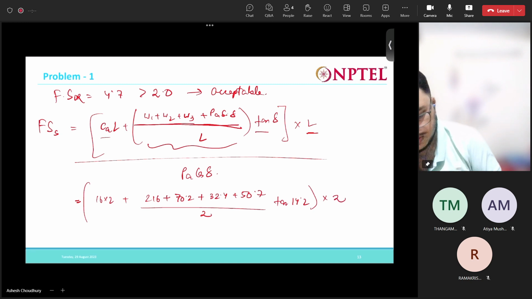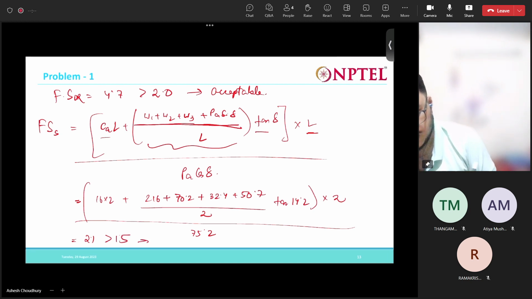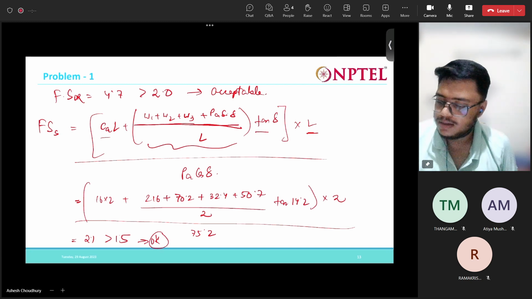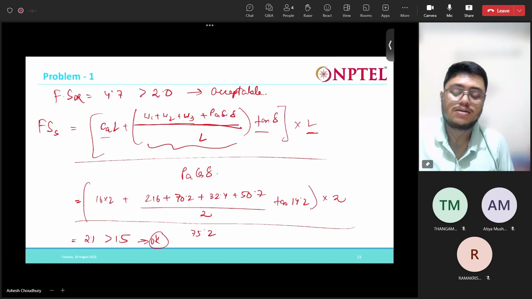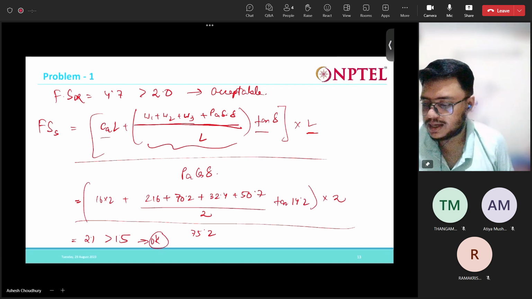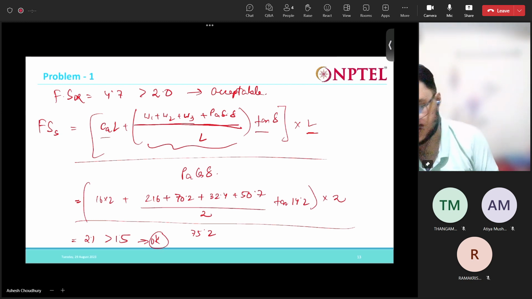Times 2. And this will come out as 2.15, which is okay. Now sliding down, overturning done. Next is my bearing capacity check, the bearing failure check.